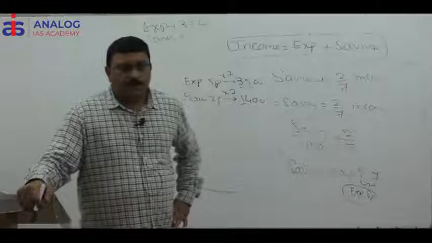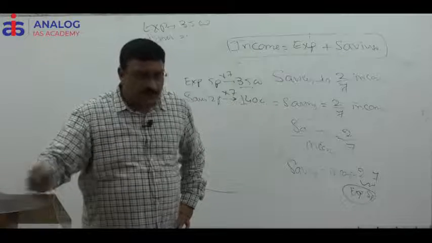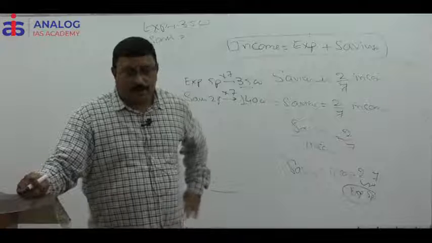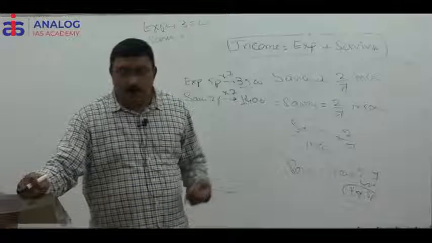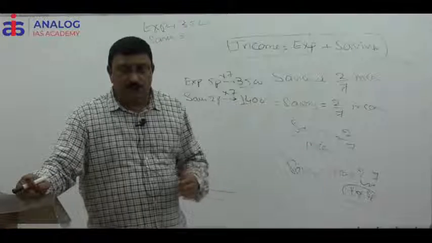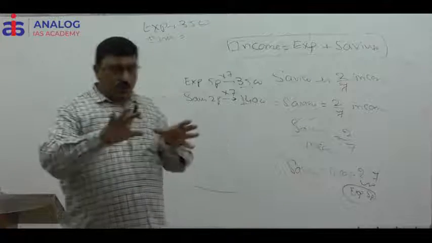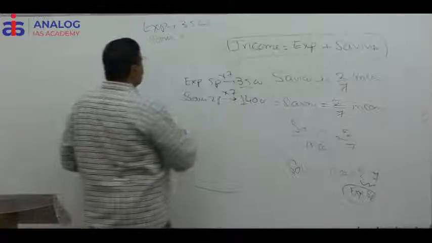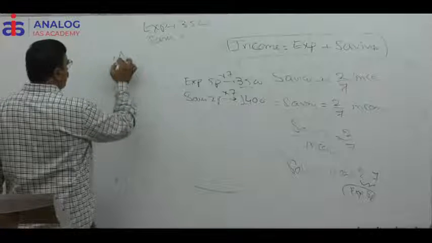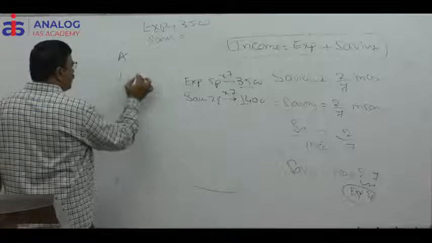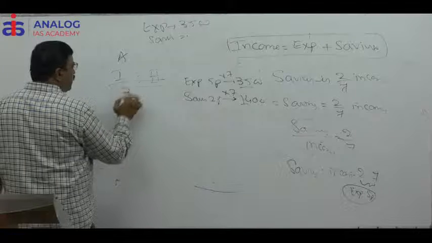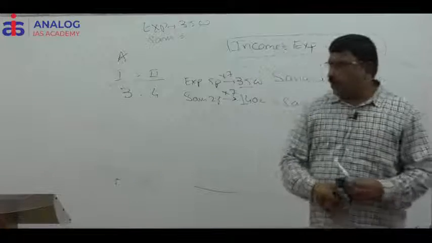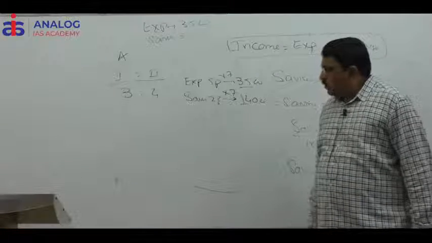Now, the next one, right? Now you write next level, next concept. Right. Two numbers are in the ratio 3:4.